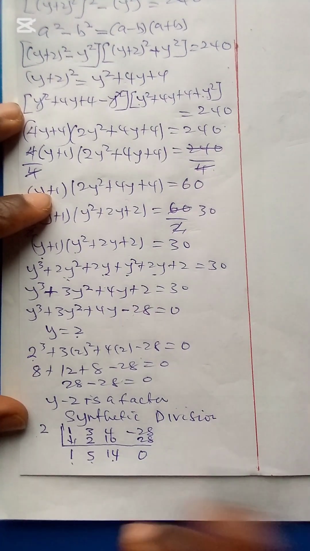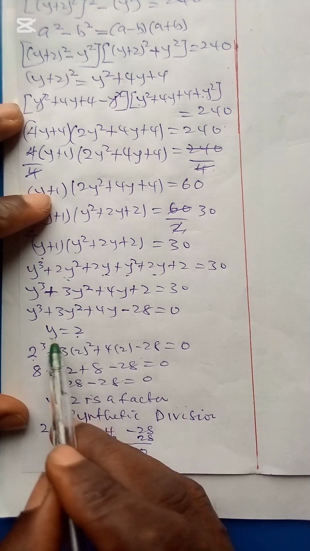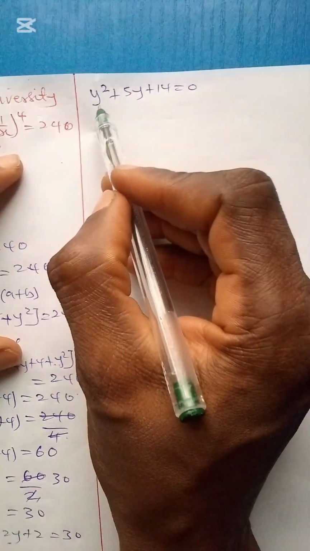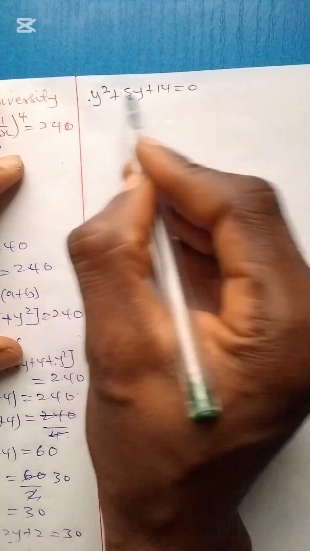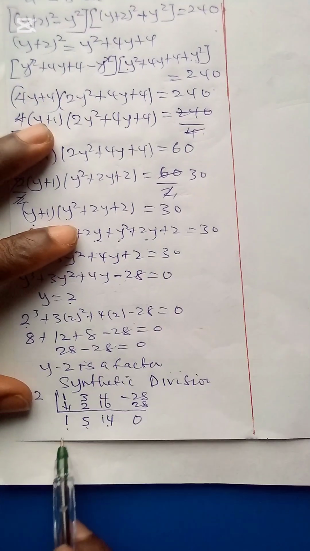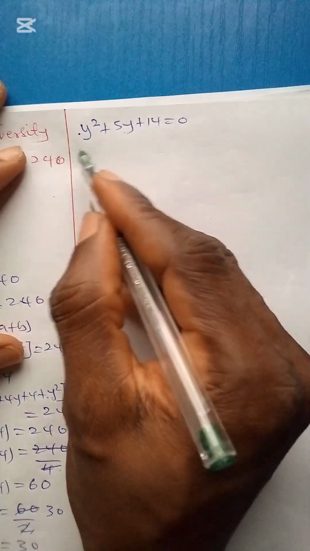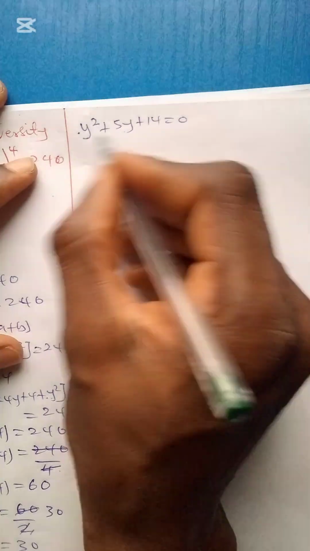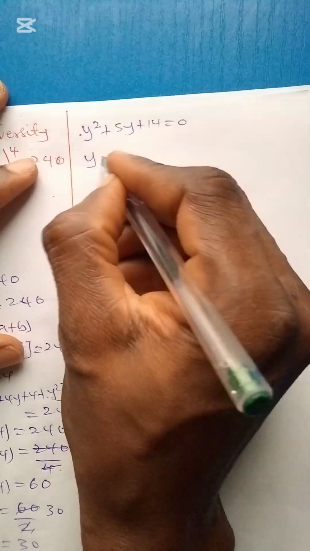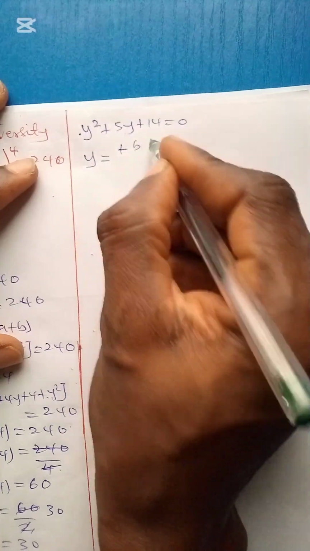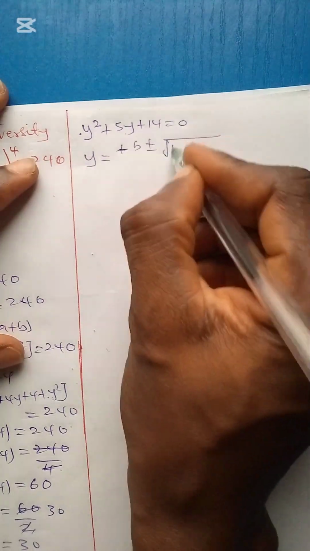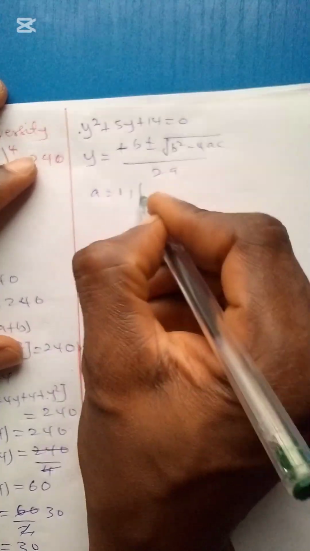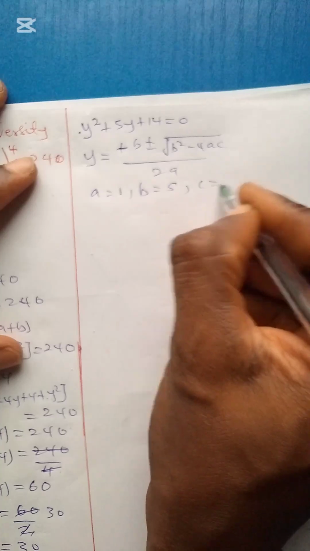So let's remember that if we divide this polynomial by its factor, we are going to get a polynomial of a lesser degree, which is this now. Then these are the coefficients which we got from here. So we're going to solve this one using the formula method, because this cannot be factorized. Then y equals minus b plus or minus the square root of b squared minus 4ac all over 2a, where a is equal to 1, b is equal to 5, and c is equal to 14.